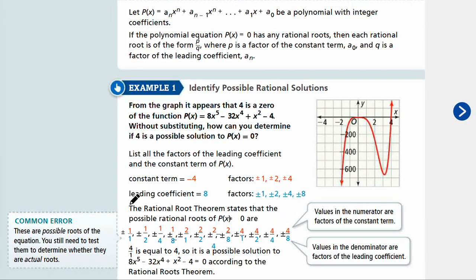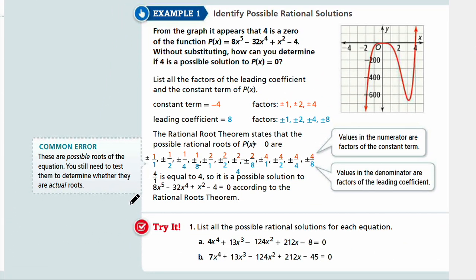By words, you can state the theorem like this. Example 1, identify possible rational solutions. From the graph, it appears that 4 is a zero of the function p of x is equal to 8x to the 5th power minus 32x to the 4th power plus x squared minus 4.